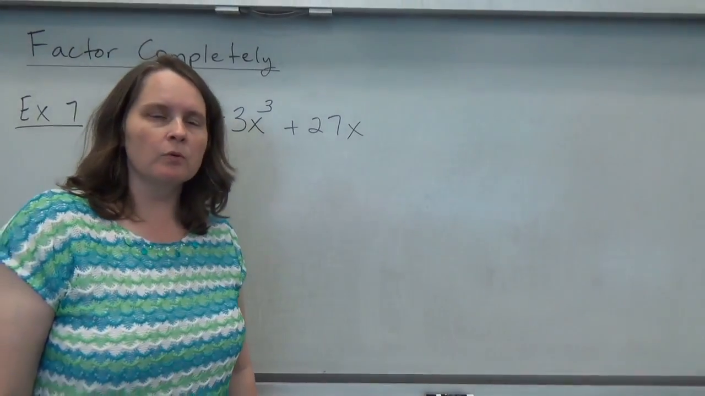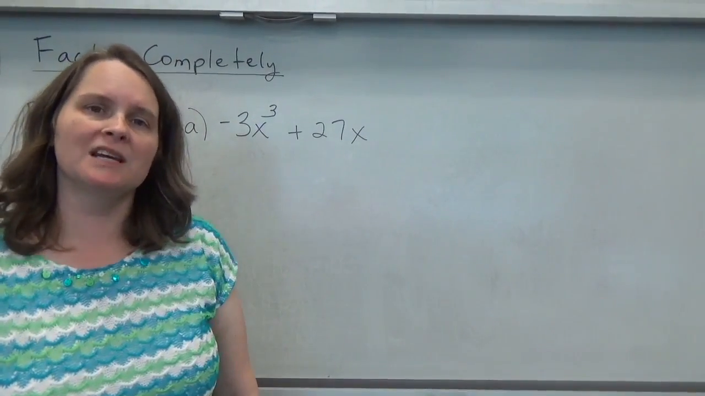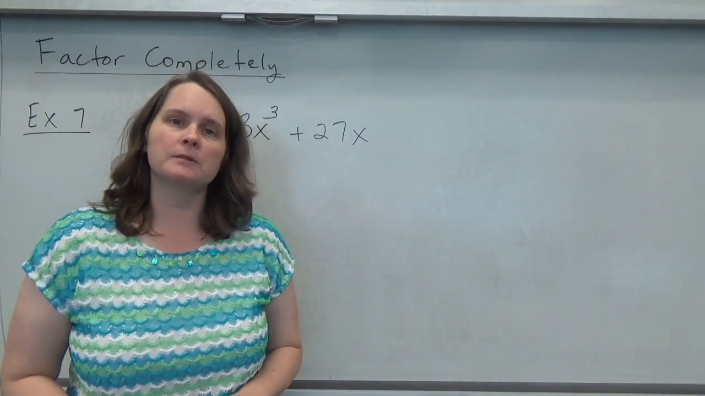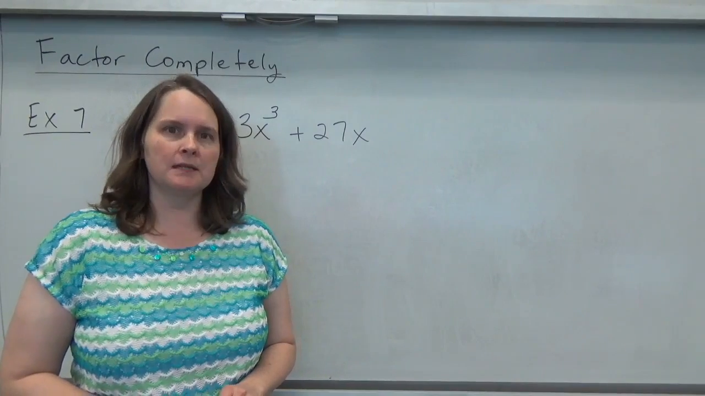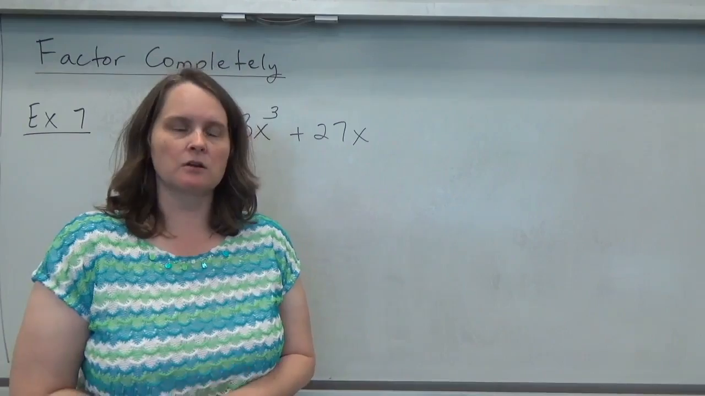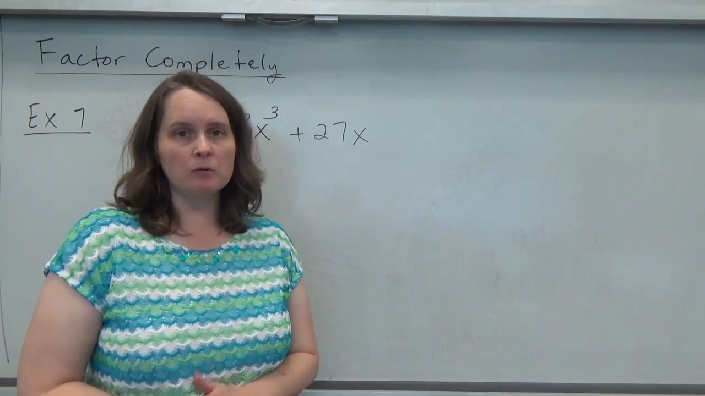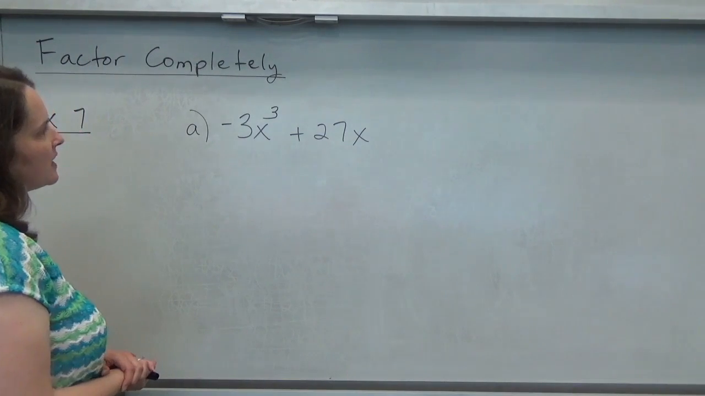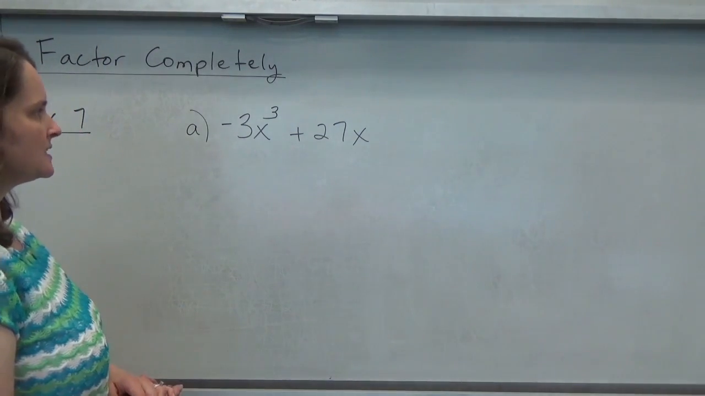Okay, so a very important skill that you need in this course, or really any math course beyond this, is being able to factor completely. In order to factor completely, that means that everything that can possibly be factored is factored. As an example, let's look at example 7, part A. We have negative 3x to the third plus 27x.